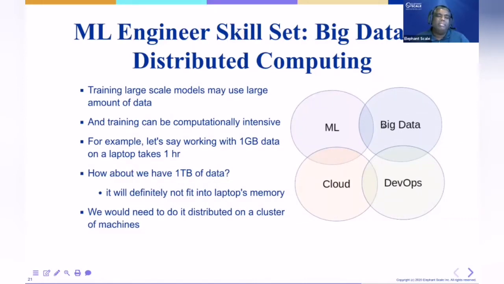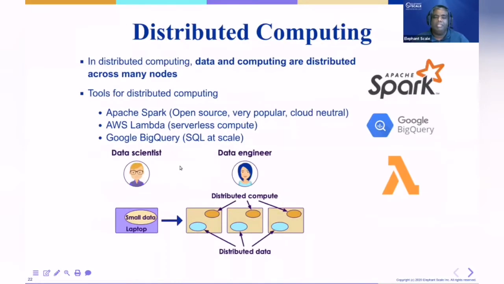Now, the next skill I would recommend is learning some big data and distributed computing. Because as you can imagine, when you learn large scale models, we think about large scale data. For example, let's say I'm training with 1 gig of data on my laptop, and that takes 1 hour to train. But what if I need to train on 1 terabyte of data? This I definitely cannot do on my laptop. So at this point we go to cloud, and usually we use distributed systems to help us learn. In this slide, I'm showing you a laptop to cluster migration.